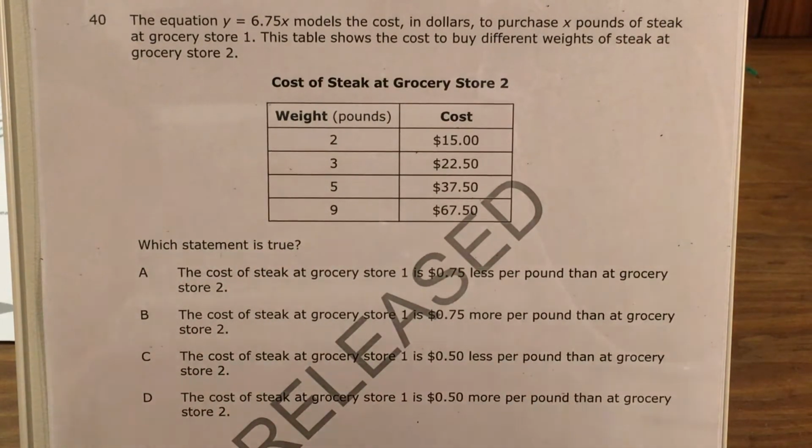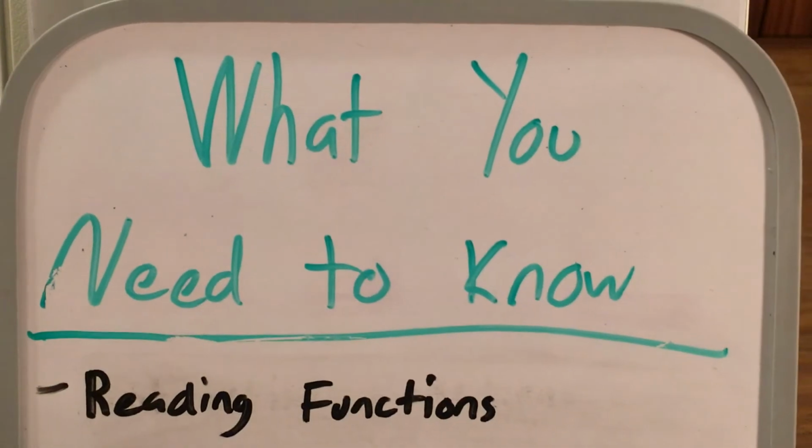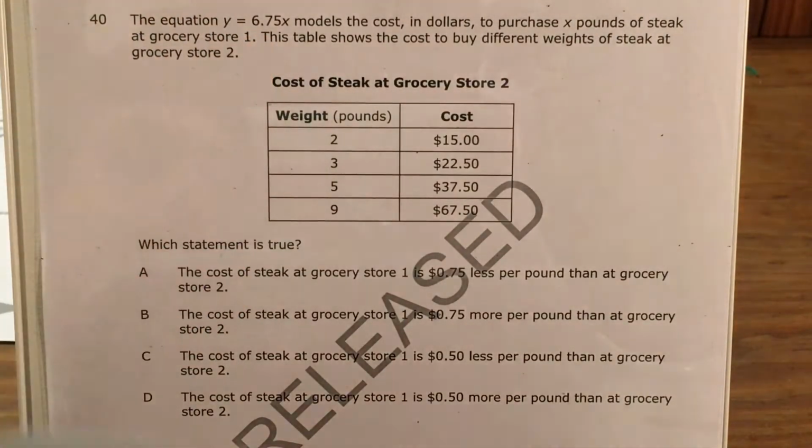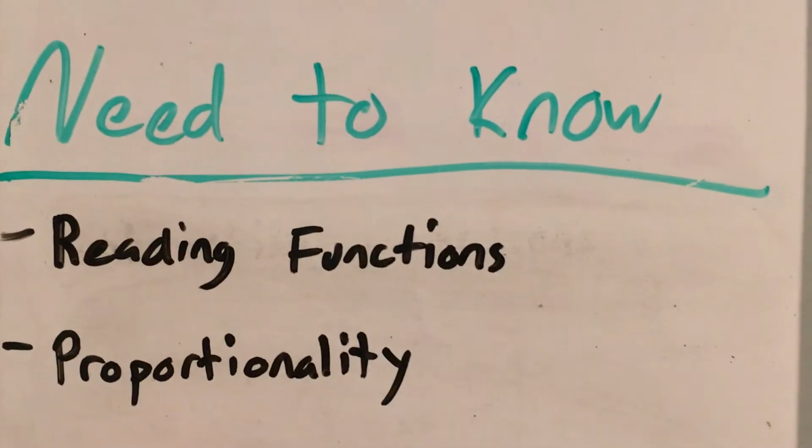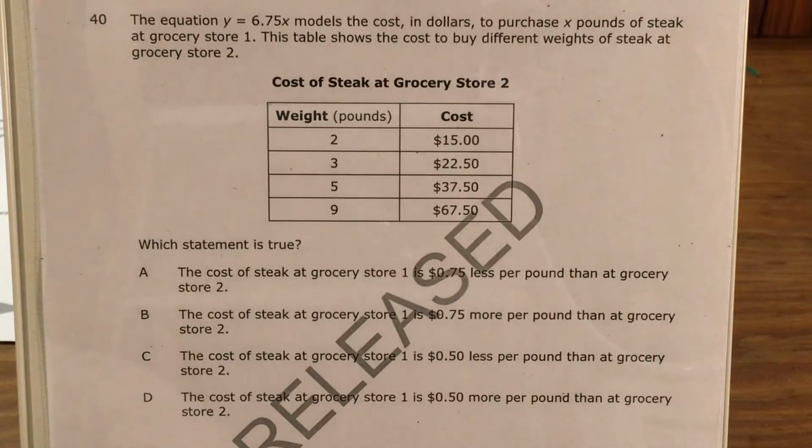So in order to do well in a question like this, you'll need to know how to read a function that looks like this, as well as how to deal with proportionality, where we multiply by the same thing every time to get from our left column to our right column.